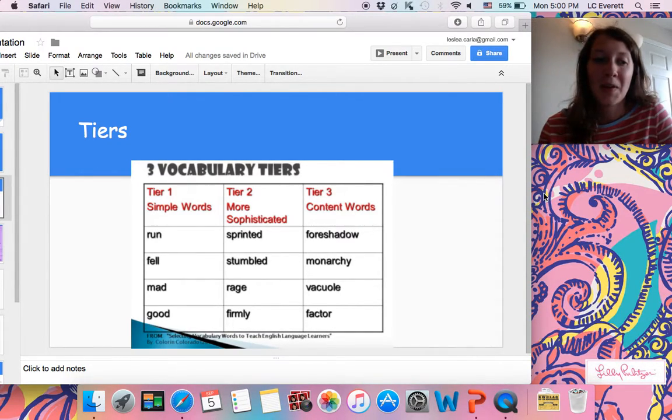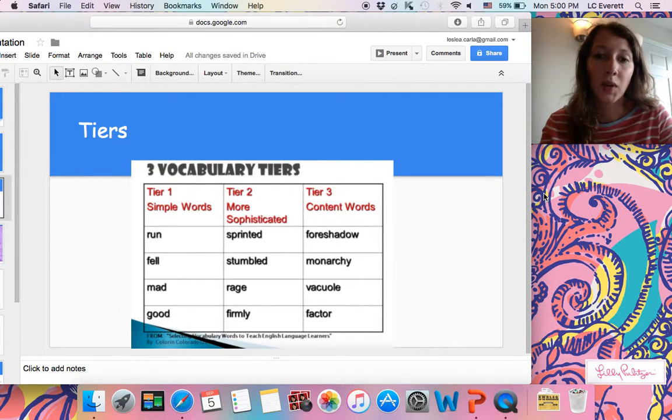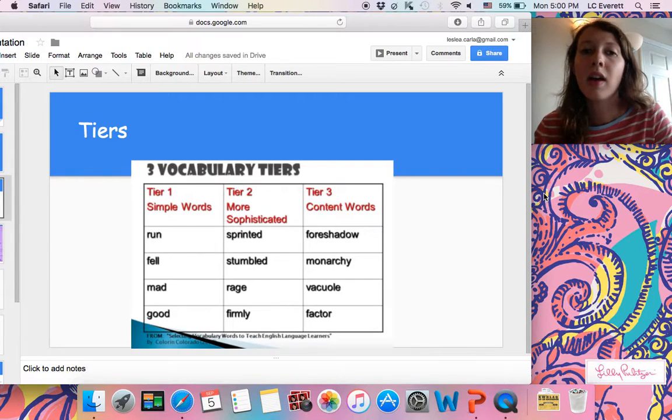Let's see, one for technology, maybe like a hard drive or something. You wouldn't use that in everyday speech, but you would need to know it if you're talking about a computer, or if that's the vocabulary set that you're using right then, you would need to know what that means. And like these, foreshadow, monarchy. Monarchy you wouldn't really use in everyday conversation unless you're talking about government and types of government and things like that.